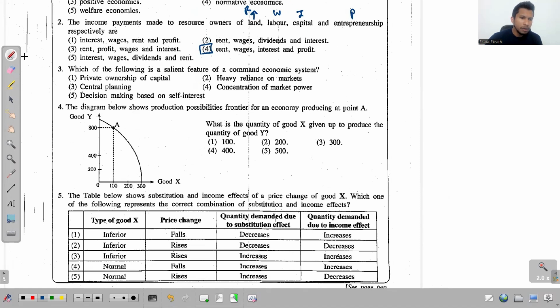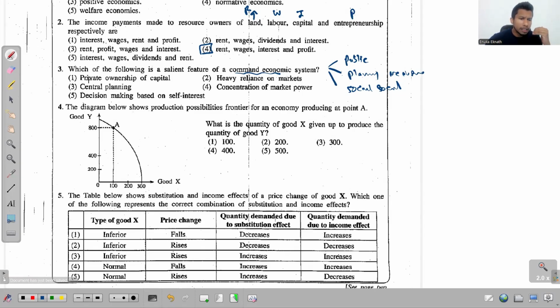Right. Look at question 3. Which of the following is a salient feature of a command economic system? If it's a command economic system, mainly we have these features. The first one, properties are owned by the public sector. And the basic economic problems are solved through the planning mechanism, right? And third one, incentives are based on social welfare. So these are the main pillars, the characteristics of a command economic system.